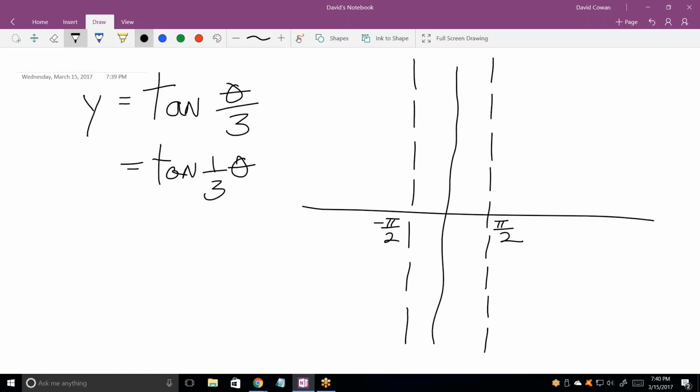And it goes like this. Always increasing, and it's asymptotic to both asymptotes. Then I have another asymptote over here that's at 3 pi over 2. I'll go ahead and put a second period in there just so you see.